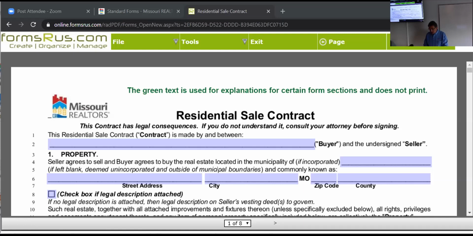And this has been a change for everybody over the last few years. If somebody wants something to be included in the transaction, they definitely have to write that in, and it gives you a place to do that.